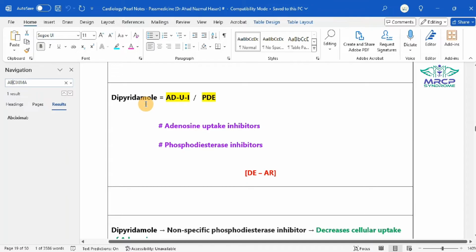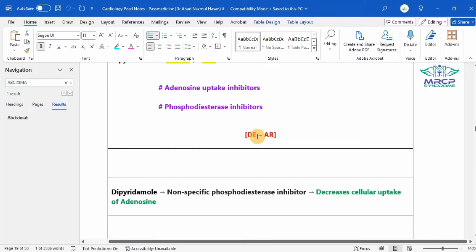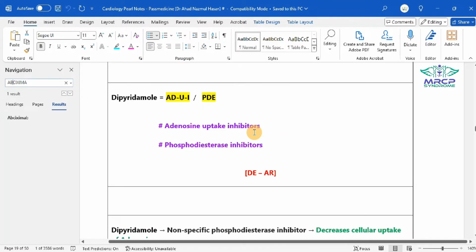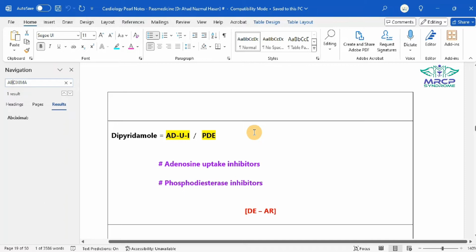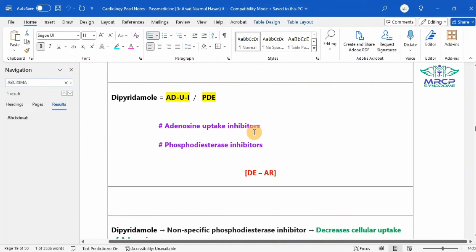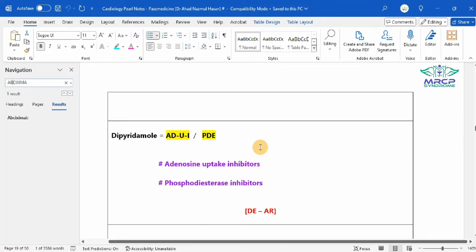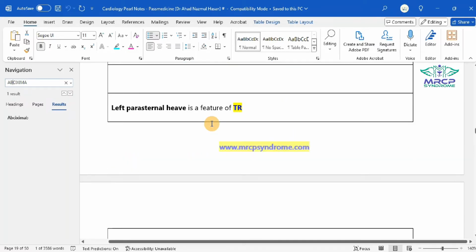And dipyridamole is the adenosine uptake inhibitor. This is also a phosphodiesterase inhibitor. And dipyridamole enhances the effect of one thing and causes reduction of another. There was a mnemonic. Can anyone recall regarding dipyridamole? What was the mnemonic? I can't recall.